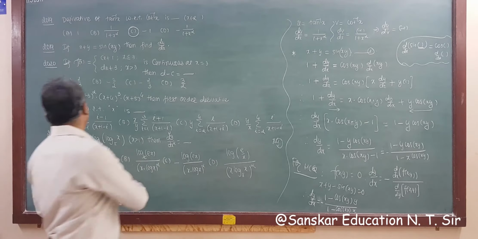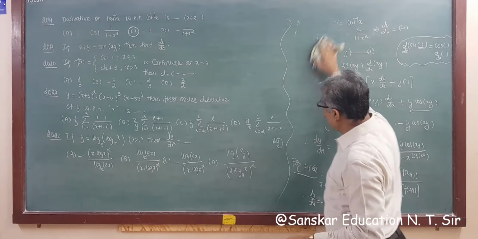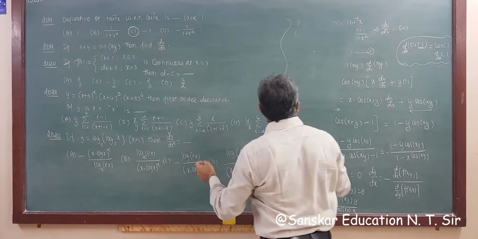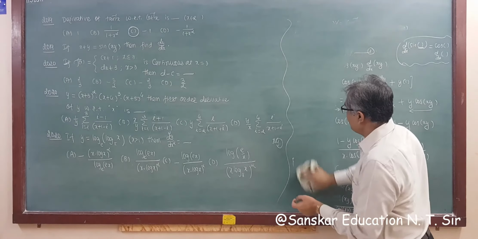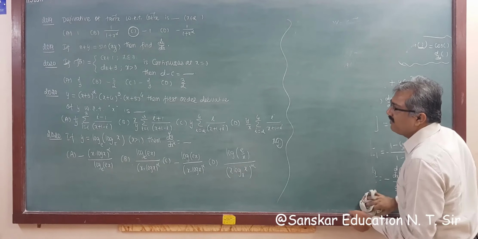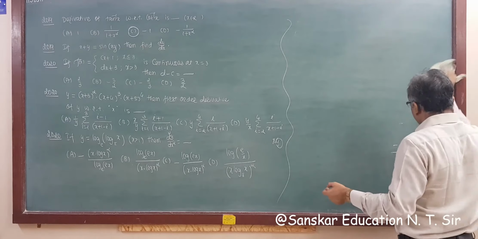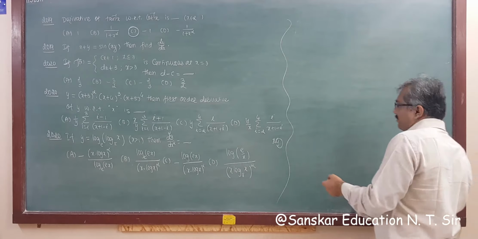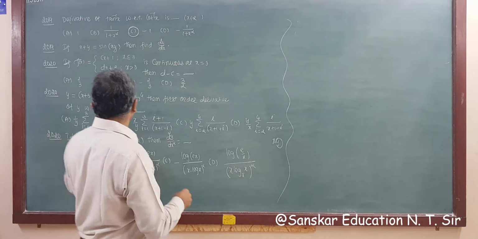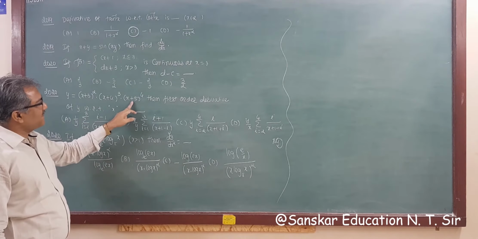Given that y is equal to (x plus 3) whole square into (x plus 4) whole cube into (x plus 5) raised to 4, then the first order derivative of y with respect to x, that means we have to find out dy by dx simply, right?